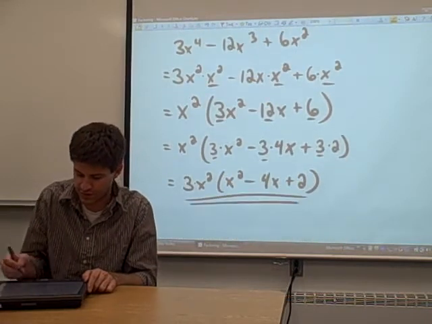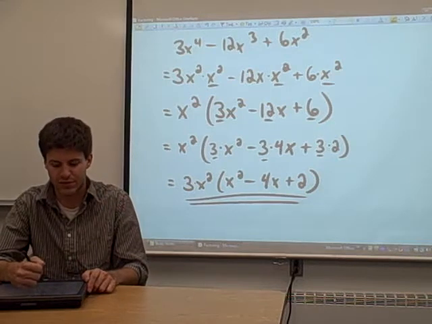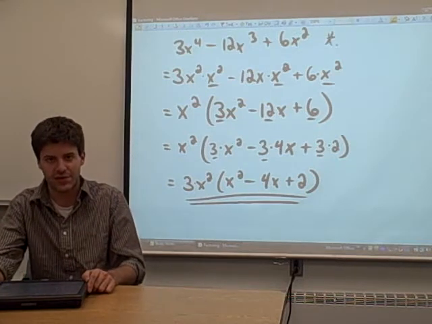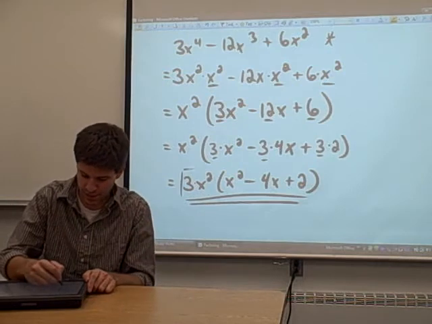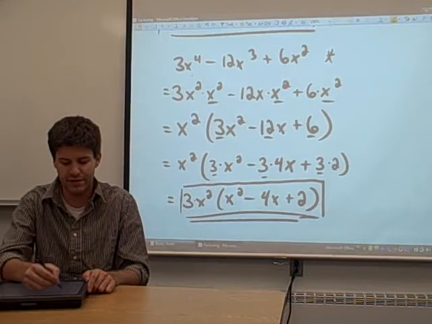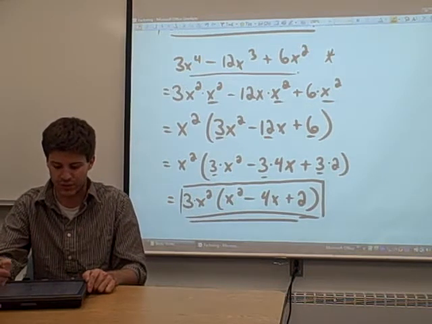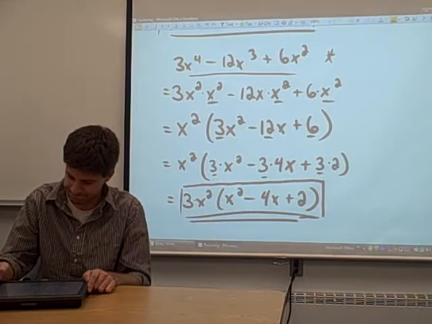So we know that if we multiply this thing out by using the distributive property, we'd get right back to where we started, that trinomial right there. So this is our answer. We factored an x squared out of the trinomial that we were given, and we also factored a 3 out of that trinomial, and we ended up with the boxed answer.